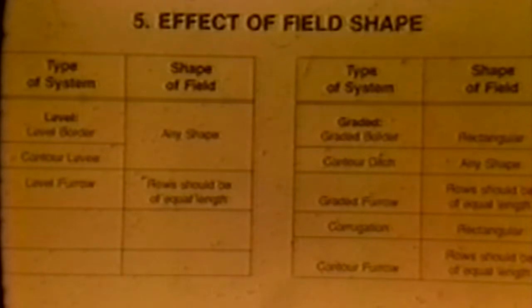The level border and contour levee systems are more easily adapted to irregularly shaped fields. The amount of water needed for the entire field can best be determined by your design engineer.